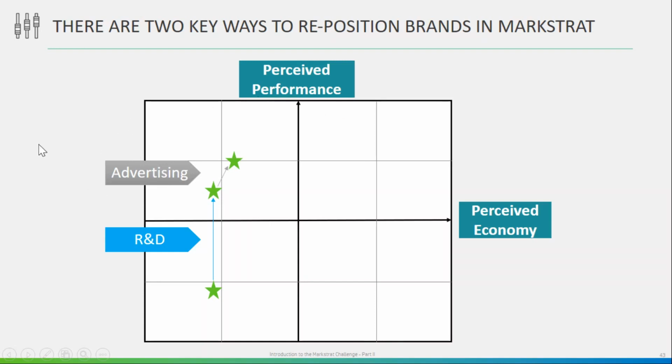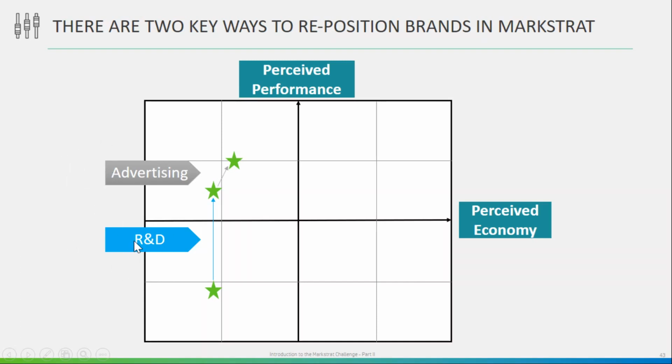Okay, two ways to reposition a brand. The first one is using advertising. There are these tools called perceptual objectives. You can use them to specify what you want an advertisement to say in terms of which attributes and levels of attributes you promote.